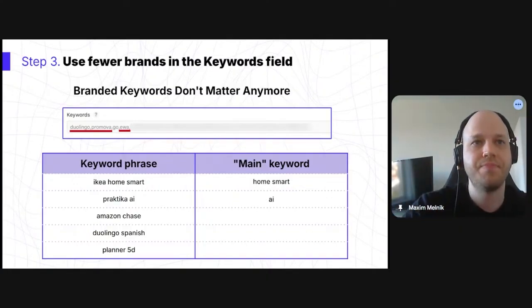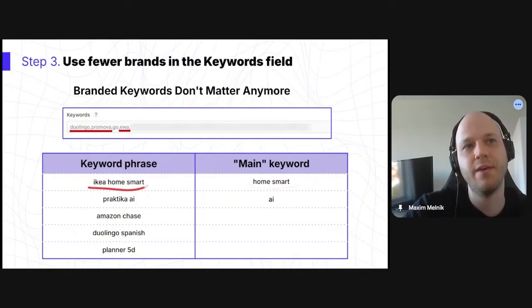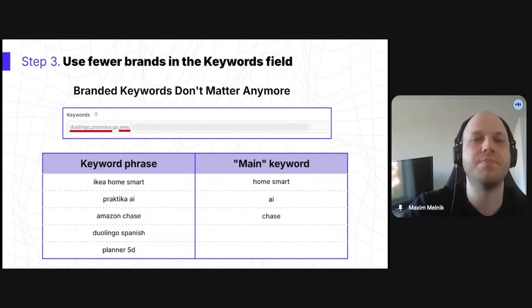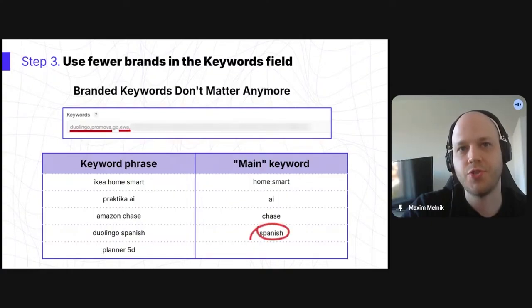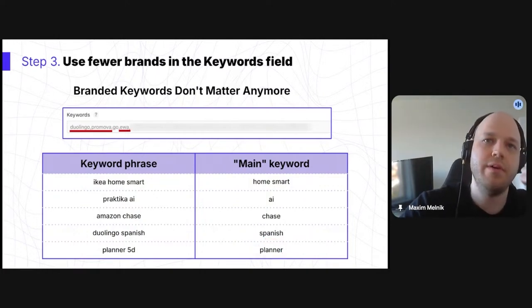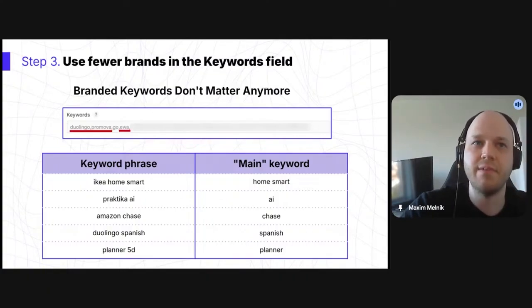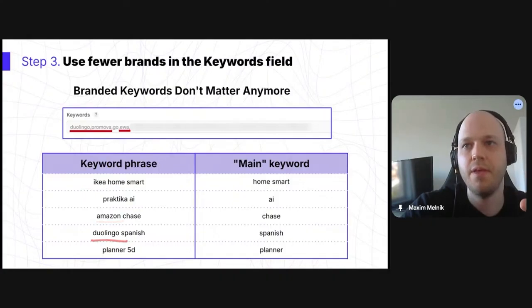So see more examples. Again, home smart from IKEA home smart, AI from Practica AI, Chase from Amazon Chase, Spanish from Duolingo Spanish, and Planner 5D, where Apple uses just Planner. So what does that mean for you? Basically, adding a brand name like IKEA or Amazon will only help if someone searches just for that brand, just for IKEA, just for Amazon, just for Duolingo, not for longer combinations, so not for situations when we have brand plus generic keywords.